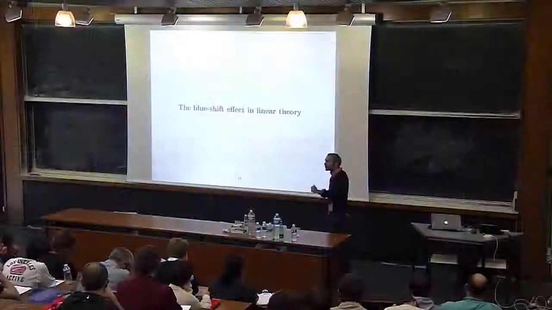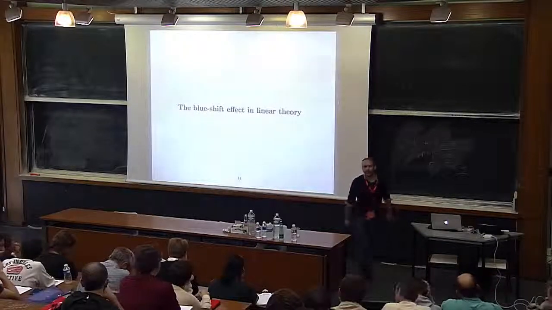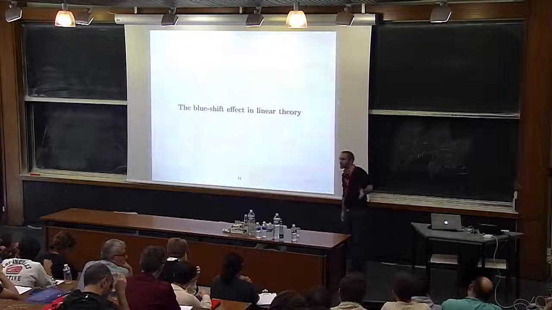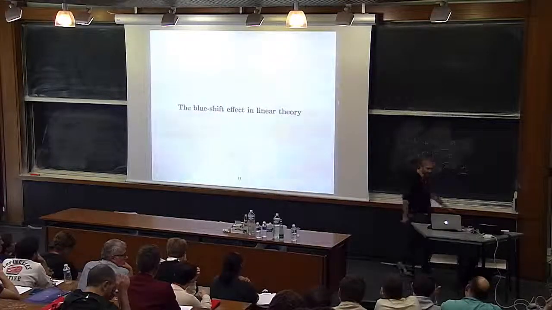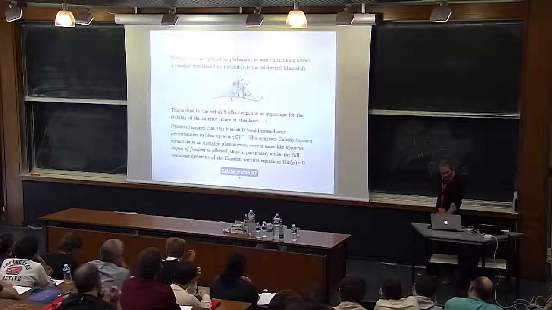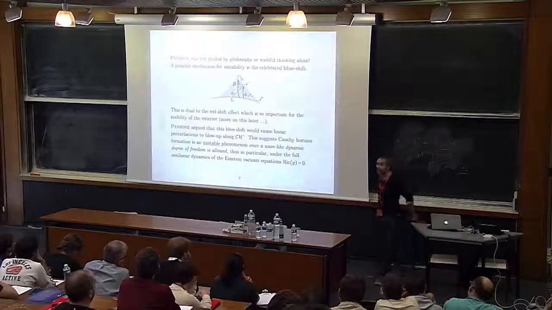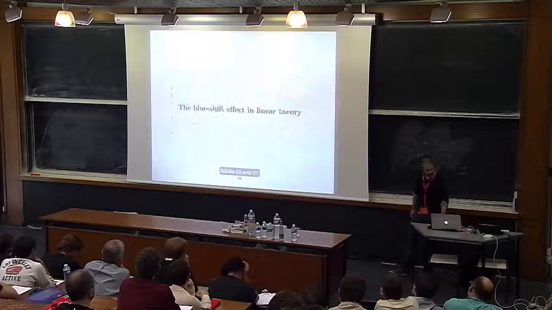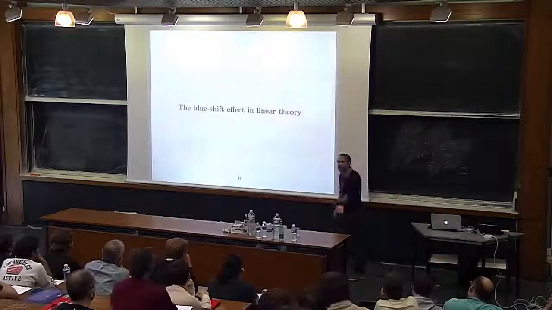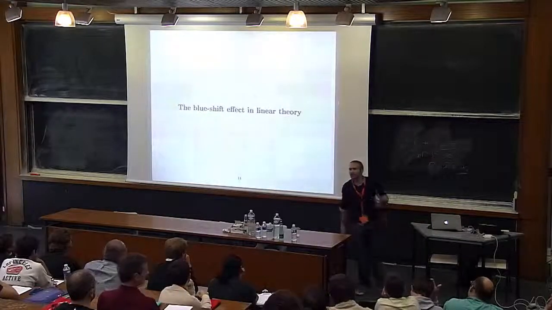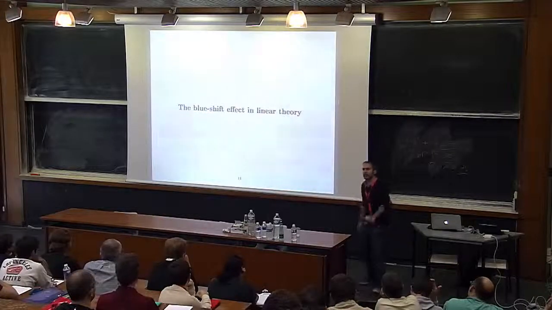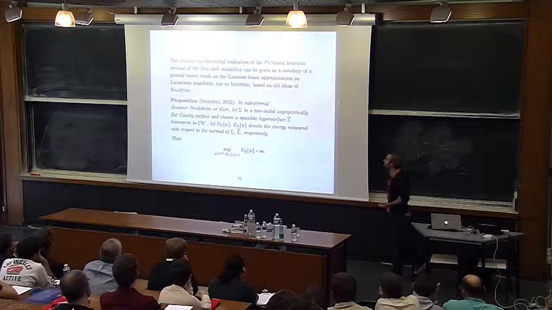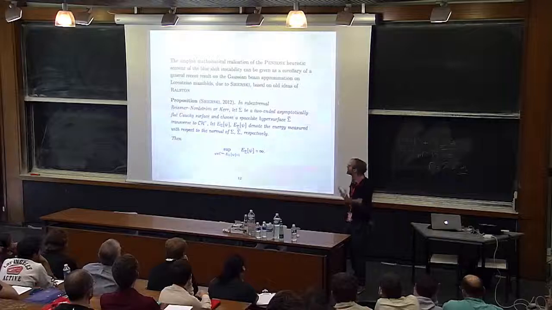So let's talk a little bit more about this blueshift effect in the context of linear theory. In fact, it's rather interesting that even though this effect had been discussed already, these considerations of Penrose date back to the late 60s, early 70s, there really wasn't any mathematical work on really quantifying this blueshift effect even just in the context of linear theory. And this is, in fact, very recent. So first of all, there is a very general statement that you can get.